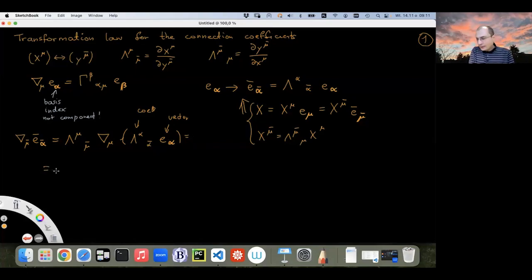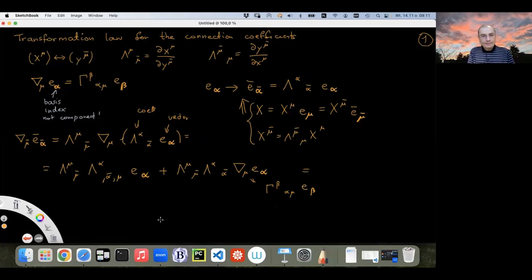So here we get lambda mu mu bar, lambda alpha alpha bar mu, e alpha, plus lambda mu mu bar, lambda alpha alpha bar, nabla mu e alpha. But this is just gamma beta alpha mu, e beta, this thing over here. Okay. We can trade this guy and this guy for the appropriate bar vectors if we again apply this formula over here.